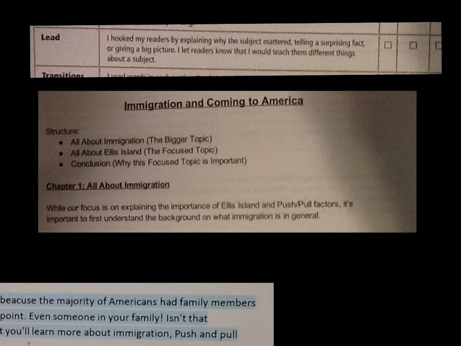Now let's look at the lead that I had in my example book. The lead said, while our focus is on explaining the importance of Ellis Island and push and pull factors, it's important to first understand the background on what immigration is in general. It sounds to me like this is letting you know that I'm going to teach you different things, but it doesn't say why the subject matters, it doesn't tell a surprising fact, and it doesn't give a big picture. We know that every paragraph must have 4 to 6 sentences.